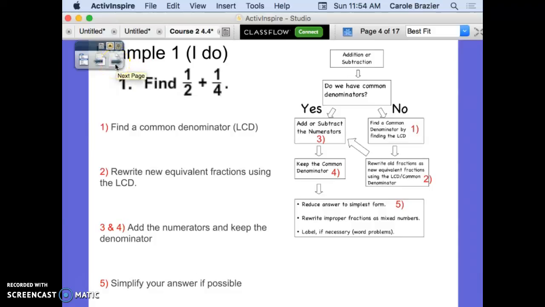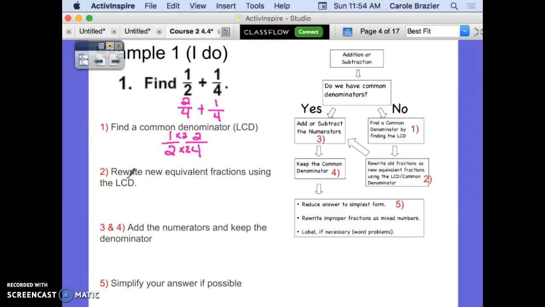So, for example, if I have 1/2 plus 1/4, I know that those aren't common denominators. So I have to find what's common. So with 1/2, I know 2 goes into 4. So I'm going to make my common denominator a 4. 2 times 2 is 4. 1 times 2 then becomes 2. So my new fraction becomes 2/4 plus 1/4.